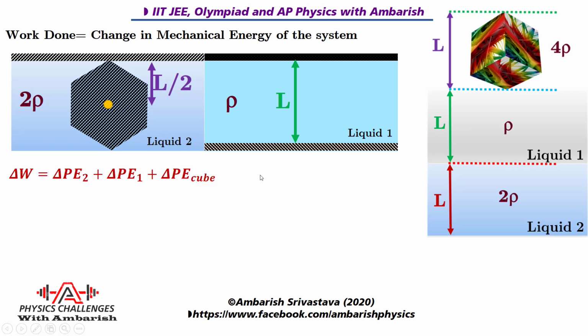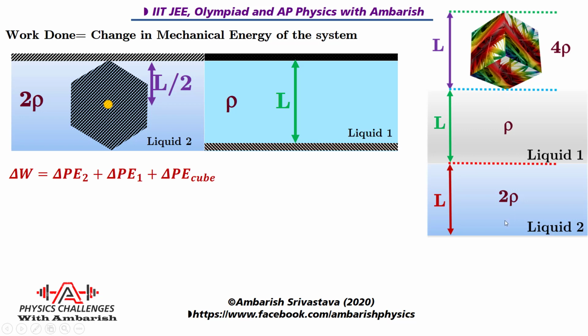So now delta W is delta PE2 plus delta PE1 plus delta PE of the cube. What is delta PE of liquid 2? That's the mass of this into g into L by 2. What is delta PE of liquid 1? That is the mass of this much liquid 1 into g into L. And what is delta PE of the cube? The cube is initially at the top with this vertex touching here, and this vertex is finally going to get displaced through a distance 2L. So the cube is losing a potential energy of 4mgL.